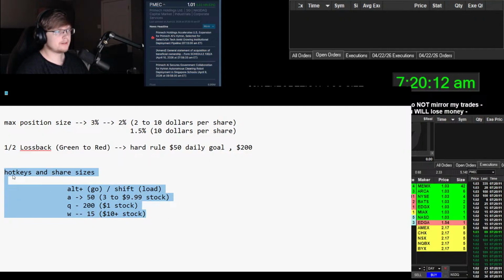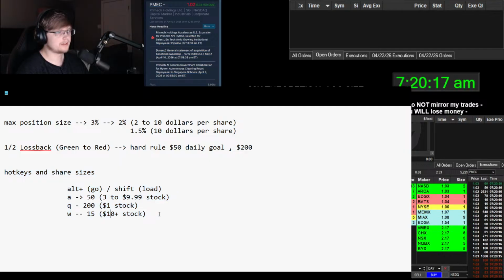But this kind of pattern is intended so that I remain consistent with how I press my hotkeys across the board. W is meant for high price stocks, Q is meant for $1 stocks, and A is meant for my bread and butter, $3 to $9.99. So A is primarily the button that I'm going to be pressing for most of my trades. So it's keeping it simple, right?